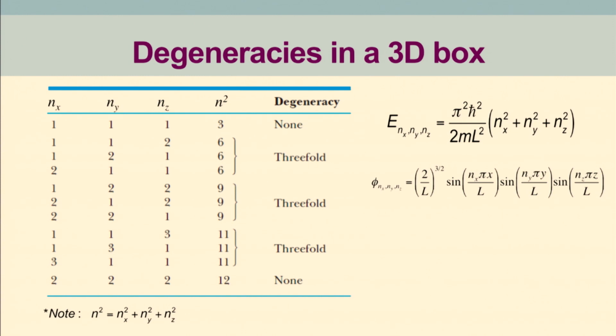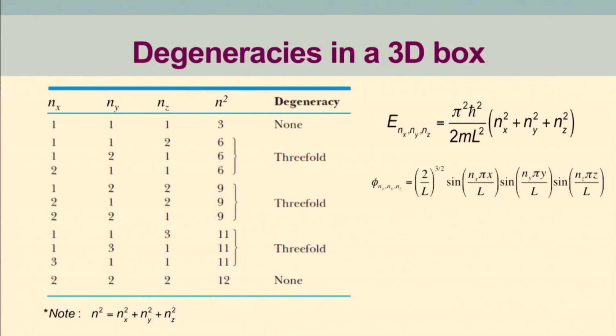For example, if I take nx equal to 1, ny equal to 1, and nz equal to 1, which is the first row in this table, then n squared, the sum of nx squared plus ny squared plus nz squared, will take the value 3. And there is only a unique wave function for this particular case, which is phi 1 1 1.